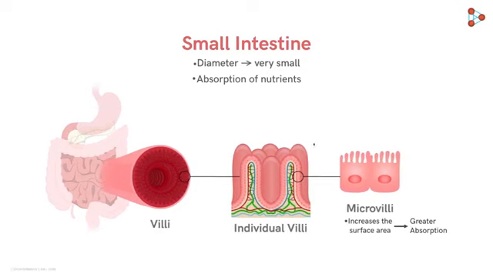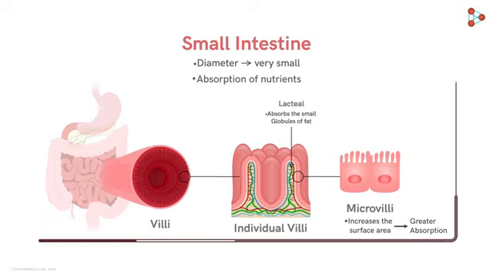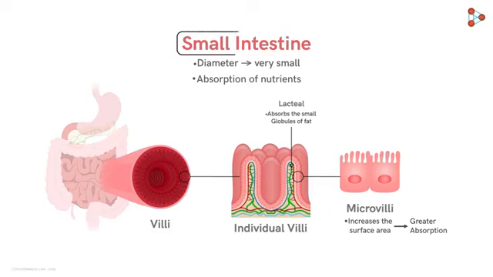Each villus is like a single finger, which is hollow from within. Inside it, as we can see here, there are blood capillaries that help in carrying the nutrients absorbed. And what are these structures? These are called lacteals. Their major function is to absorb the small globules of fat which cannot directly enter these blood capillaries. So this is how absorption takes place in the small intestine.